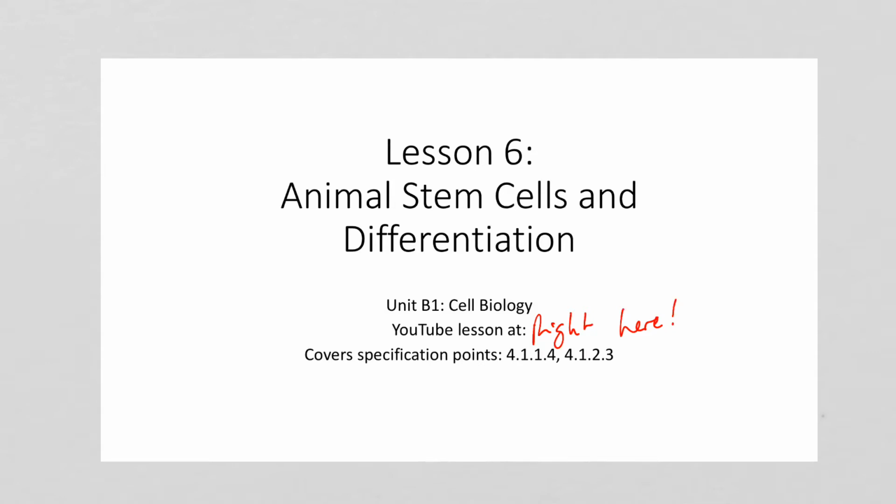Normally in the textbooks and often in class you'll do animal stem cells and plant stem cells together in the same lesson. I'm going to split them up into two different videos here. So lesson 6 is animal stem cells and differentiation, and lesson 7 will be plant stem cells, so looking at meristem, plant cloning, things like that. For this lesson, we're just going to focus on animal stem cells.